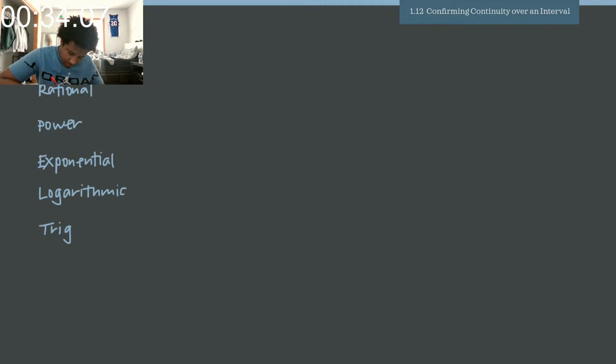Topic 1.12 is really simple and quick. The point here is that a function is continuous over an interval if it's continuous at every point in the interval. And that's pretty intuitive. Basically, we can't call something continuous unless it's continuous everywhere.